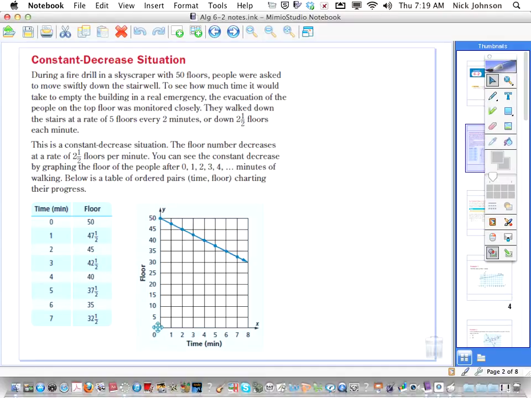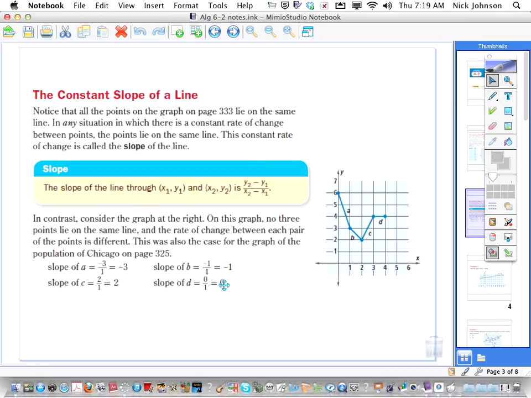All they did was plot these points, (0, 50), (1, 47.5), so on and so forth. Connected the dots, and what they got was a decreasing, negative slope function. The constant slope of a line.